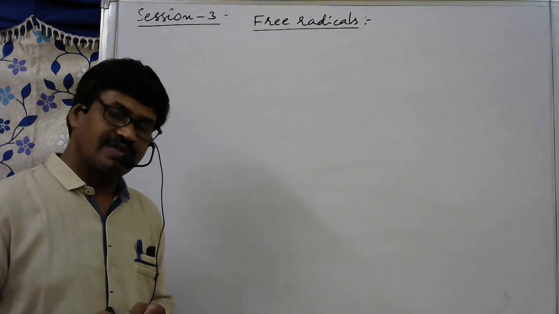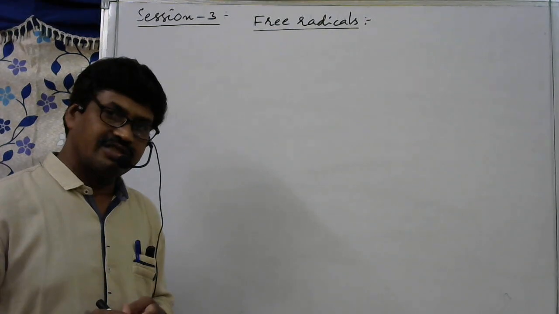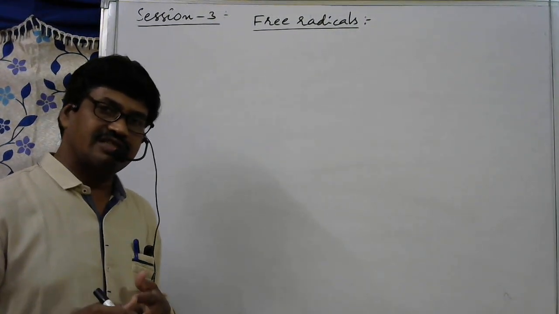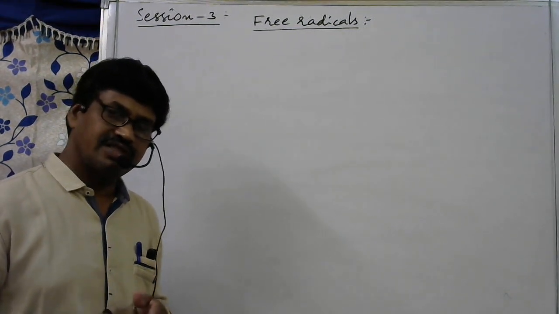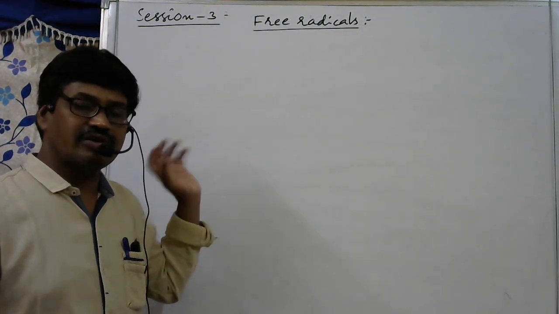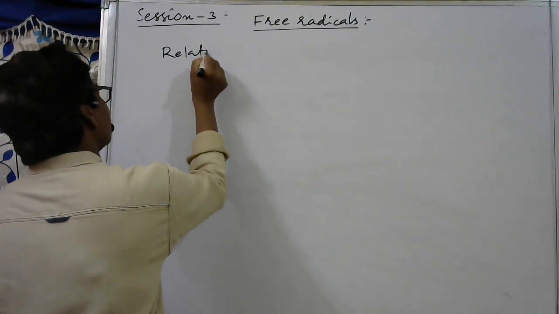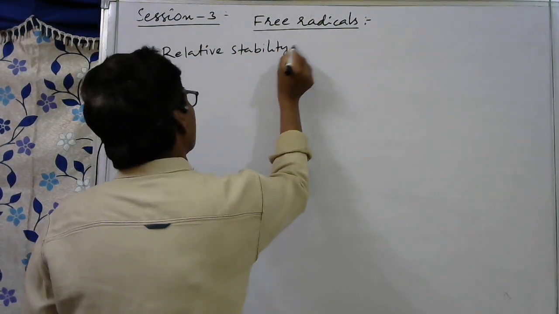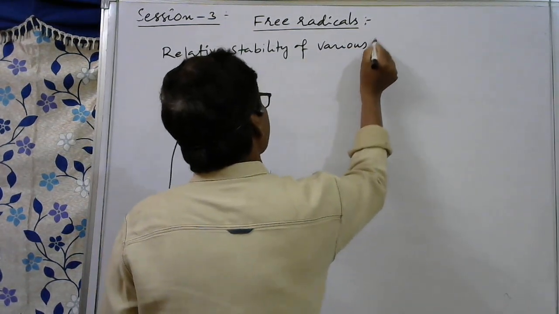In the outer shell or valence shell of this carbon, if 8 electrons are present, then it is electron precise and stable. If electrons are less than 8, even though it is 7, an odd electronic species, or even 6, it is electron deficient. So that electron deficiency is compensated here by hyperconjugation. See here, relative stability I am writing. Relative stability of various or different free radicals.